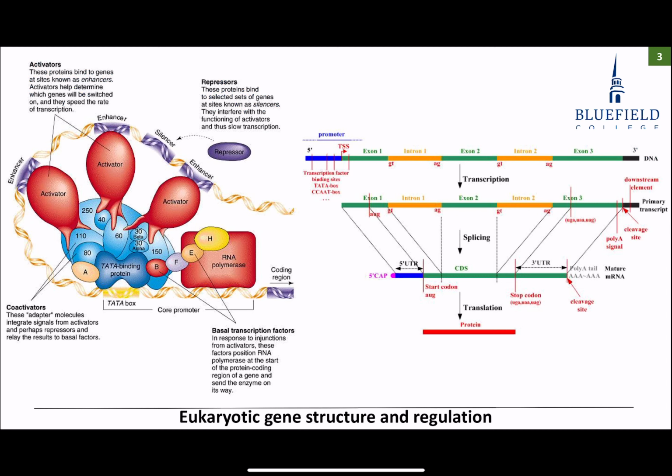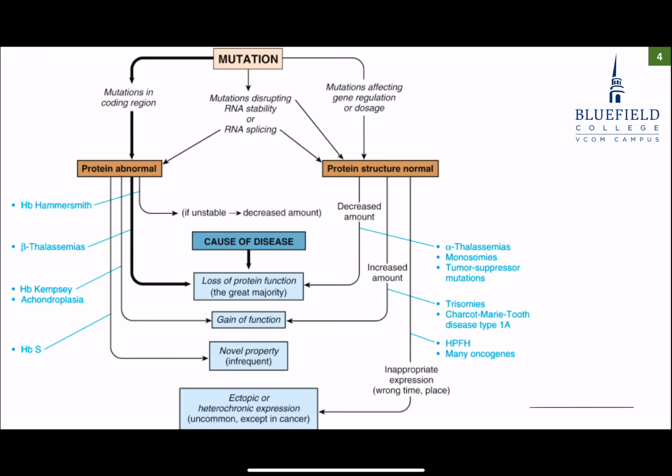So that's the basics of eukaryotic gene structure and regulation, which are important for the next things that I have to say. So now let's talk about mutations and what effects they may have. So in general, we divide mutations into those that change proteins, they change the structure, leading to some abnormal protein, and those that preserve the structure, but they change the amount of the protein.